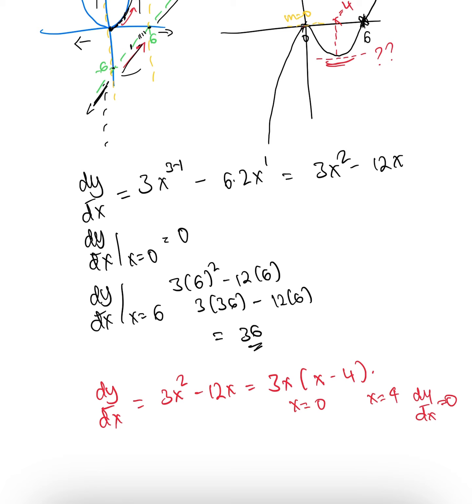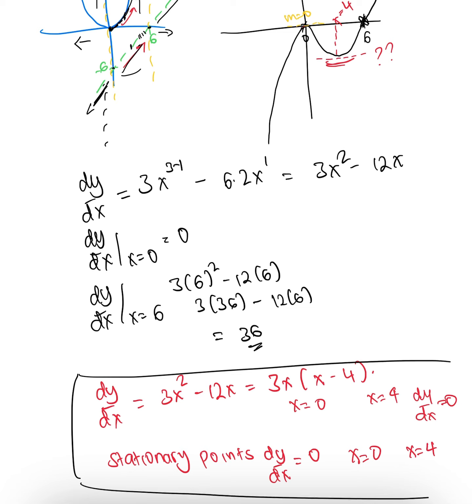Now, these are stationary points, right? The stationary points are (0, 0) and the point where x is 4. Stationary points are where dy by dx equals 0. And in this situation, it is where x is 0 and x is 4. This is essentially this exercise that we've done here.